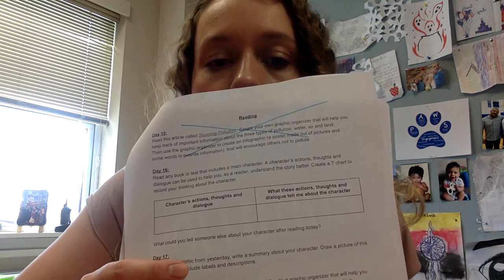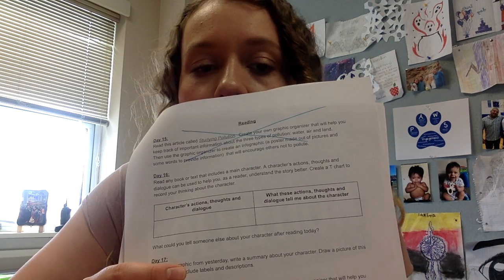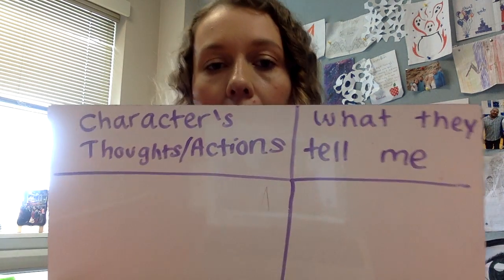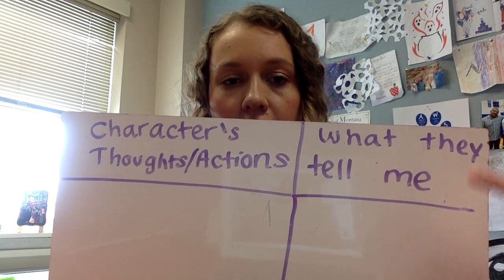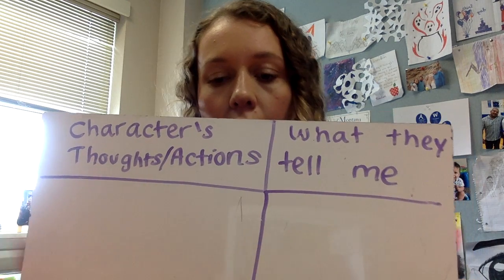So I'm going to talk a little bit about the reading assignment for day 16 and model how to do that. So day 16, it says read any book or text that includes a main character. A character's actions, thoughts, and dialogue can be used to help you, as a reader, understand the story better. Create a T-chart to record your thinking about the character. So I have made, and you can just do this on a lined piece of paper or however you want to do it, I have made a T-chart. So we've got characters' thoughts and actions, and then what they tell me. So what do I learn about this character from their thoughts and actions?